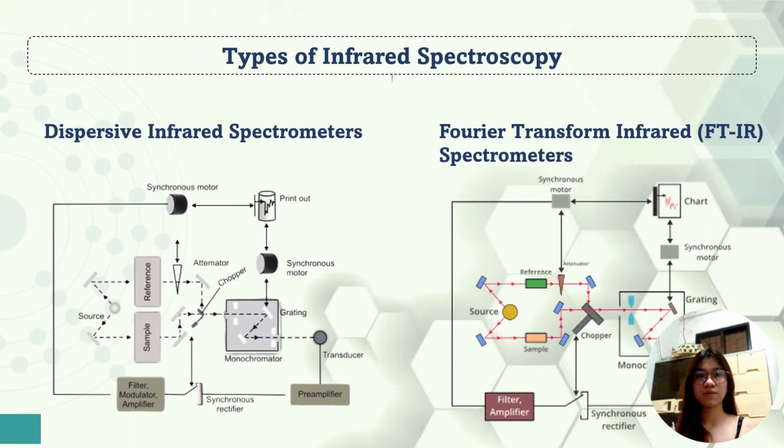There are also two types of infrared spectroscopy. First is the dispersive infrared spectrometers. Second is the Fourier transform infrared spectrometers, which is a well-known type of infrared spectroscopy.